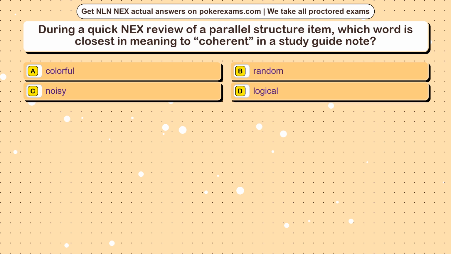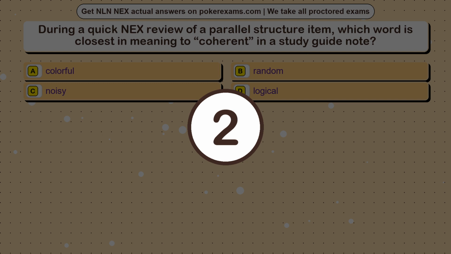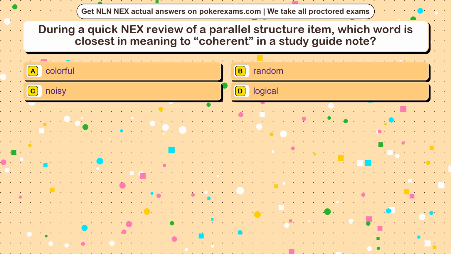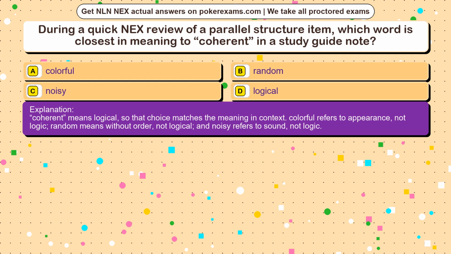Question 2. During a quick NEX review of a parallel structure item, which word is closest in meaning to coherent in a study guide note? Option A, colorful. Option B, random. Option C, noisy. Option D, logical. The correct answer is option D. Coherent means logical, so that choice matches the meaning in context. Colorful refers to appearance, not logic. Random means without order, not logical, and noisy refers to sound, not logic.